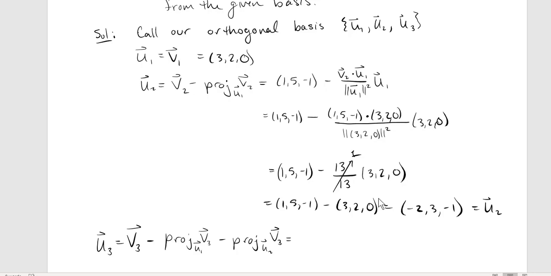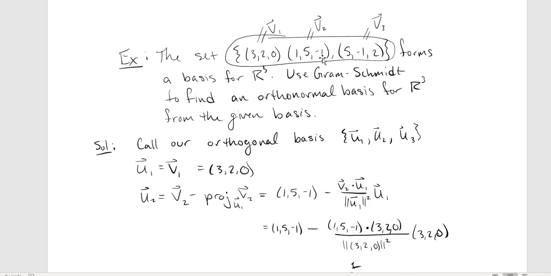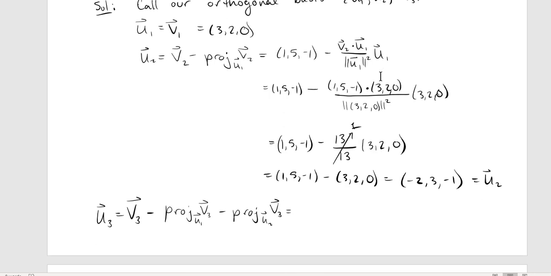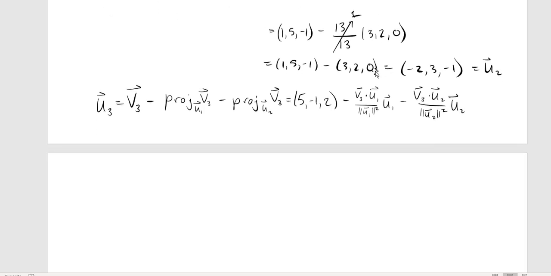So let's write this out. This is v3, let me be clear, 5, negative 1, 2. Minus the projection of v3 onto u1, that is v3 dotted with u1 over magnitude u1 squared times u1, minus v3 dotted with u2 over magnitude u2 squared times u2. It's a lot to write down, so let me see if I can do this.